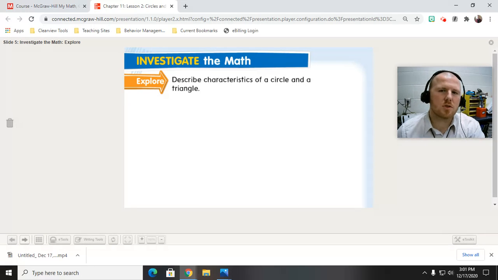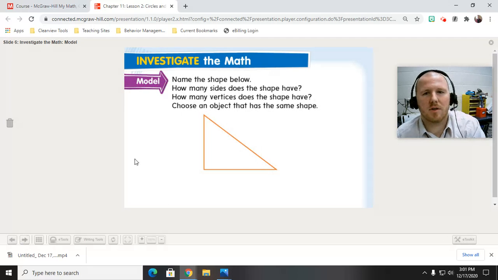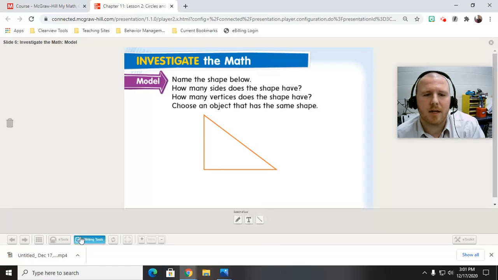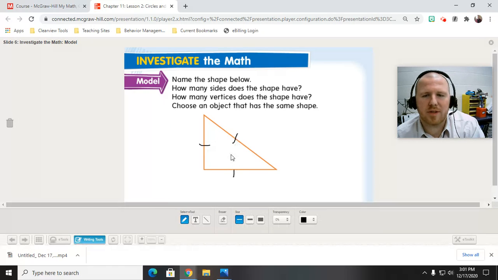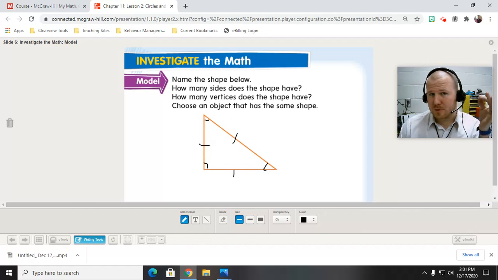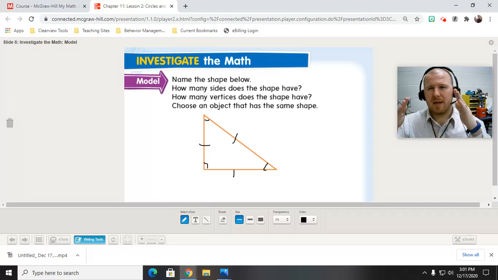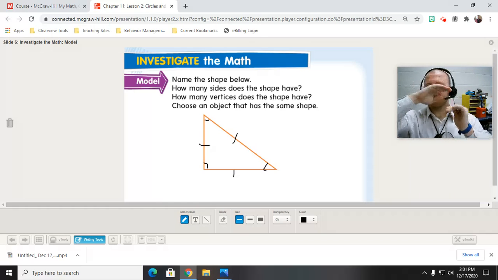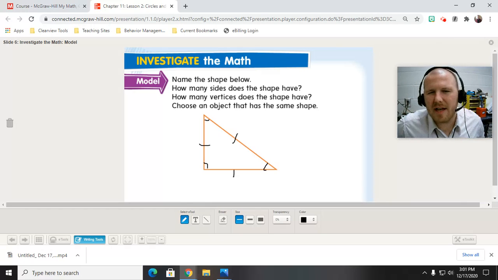What do you think? All right, so it says describe characteristics of a circle and a triangle. So let's look at the triangle, okay? This is our triangle, and we know that it has one, two, three sides, and one, two, three angles. Now, the sides are straight, so that's good. And when they meet at their corners, it's not like a square. Square corners come right at each other. That's called perpendicular. These ones don't come at a perpendicular angle. Although I will say at the bottom down here, this one comes perpendicular.